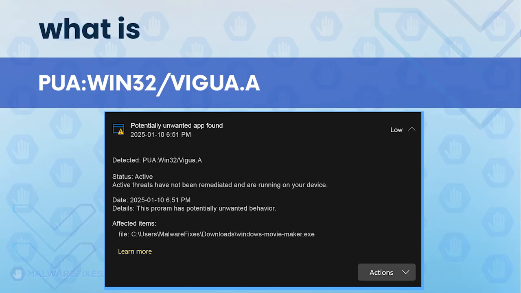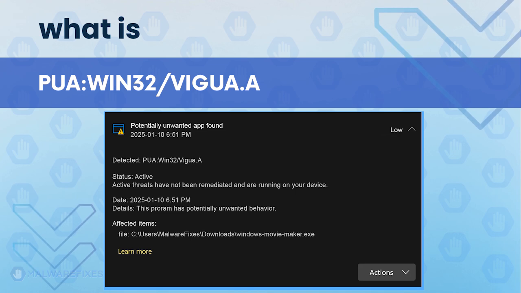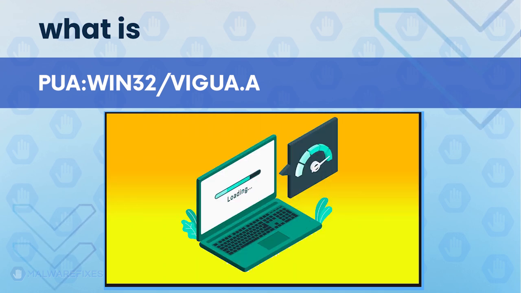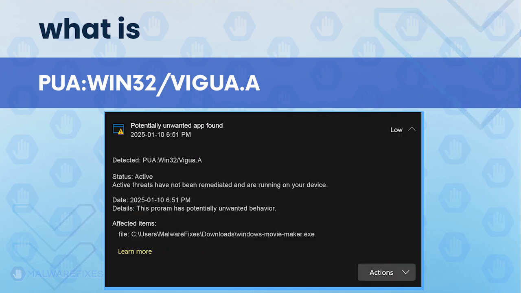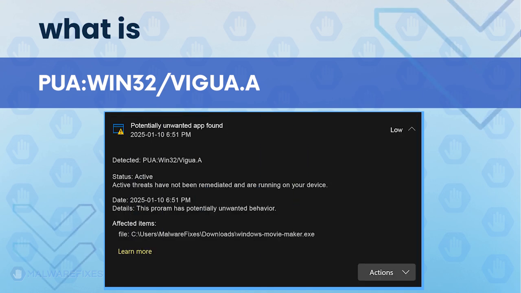PUA Win32 Vigua.A is a detection for a suspicious program. Antivirus and anti-malware software may send an alert about this detection if it spots a file or application that was maliciously downloaded on the computer. This detection was designed to identify software from a known group of adware. Continue watching this video if you want to learn the proper way of removing PUA Win32 Vigua.A.